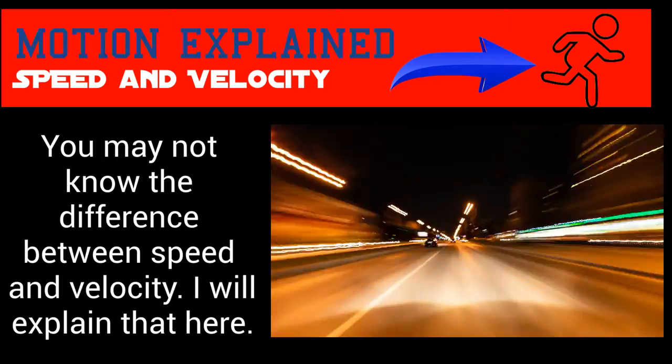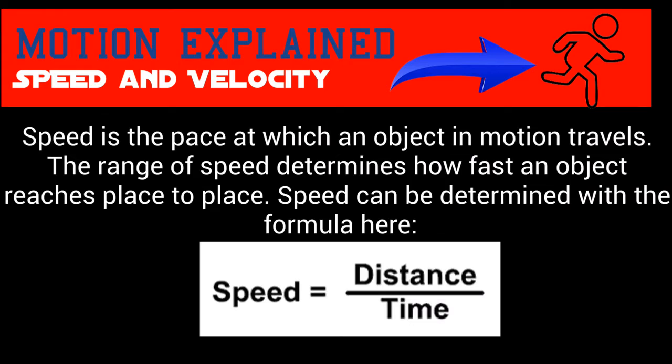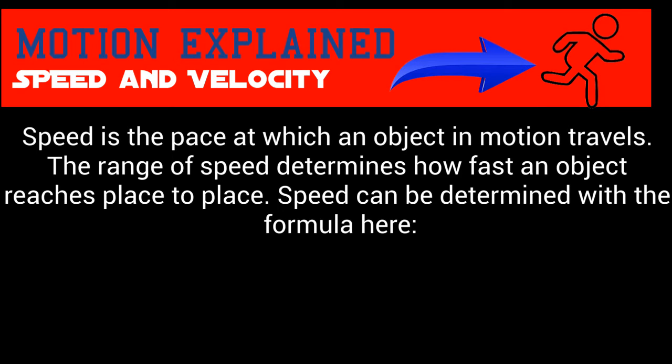You may not know the difference between speed and velocity. I will explain that here. Speed is the pace at which an object in motion travels. The range of speed determines how fast an object reaches place to place. Speed can be determined with a formula here.